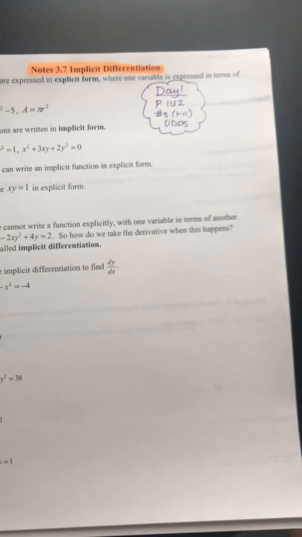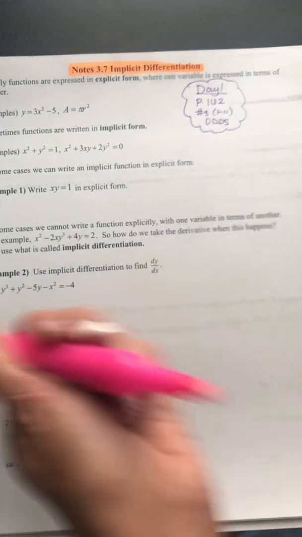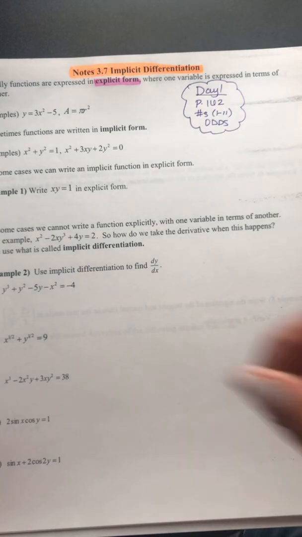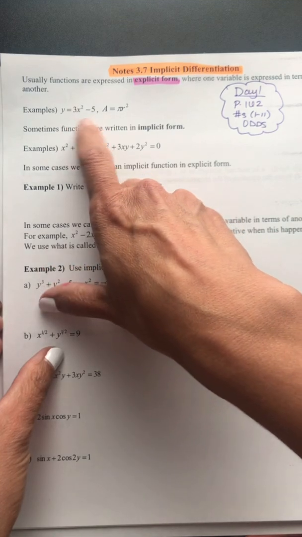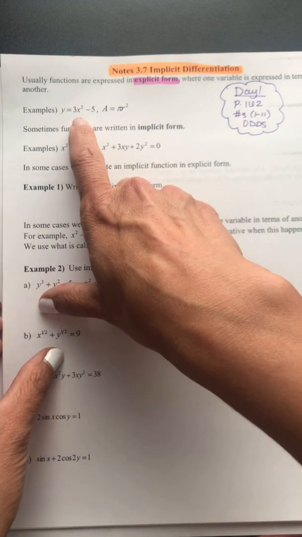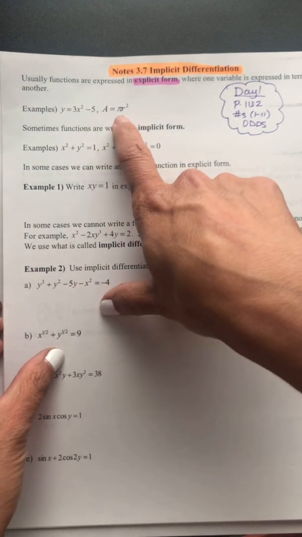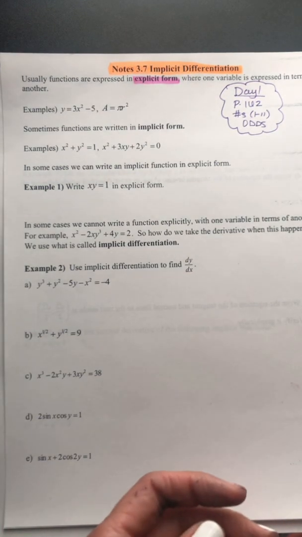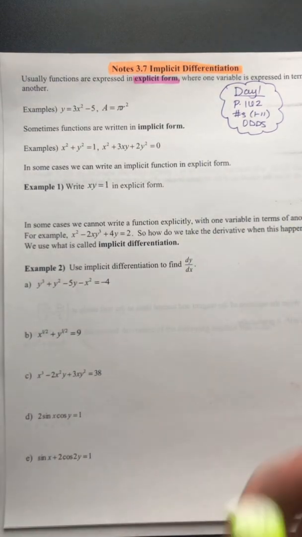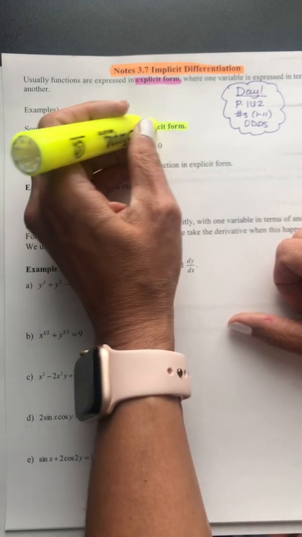It says usually functions are expressed in explicit form, where one variable is expressed in terms of another. So the first example, y equals 3x squared minus 5. We have y being expressed in terms of x, and then A equals pi r squared. So the area is being expressed in terms of r. That's what they mean by explicit. But that's not always going to be how a problem is presented to us. Sometimes functions are written in implicit form.